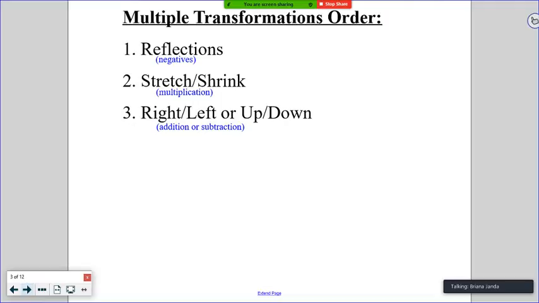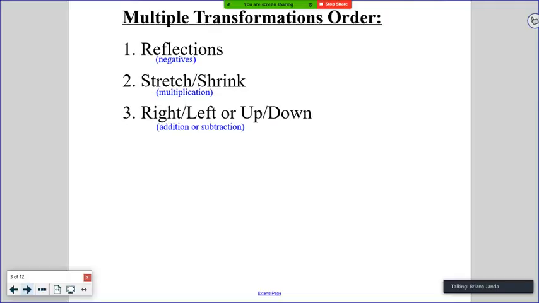So the very first thing you will always do is look for any reflections and take care of that. And again, that is because of a negative in our equation. Then I take care of any shrinks and stretches. That is from a multiplication in my equation. And the last thing that I will attack is right, left, up, or down, which would be any addition or subtraction in my equation.